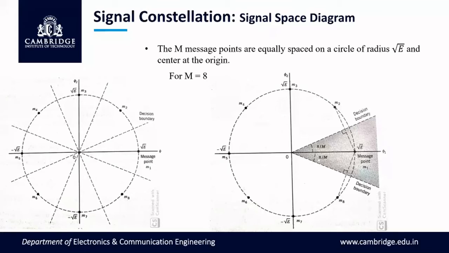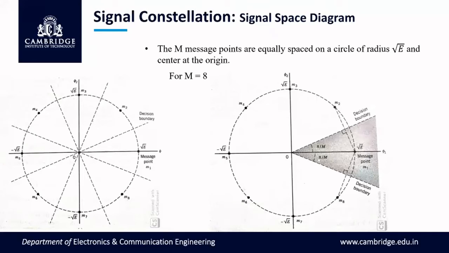So whenever you observe a circular constellation, you can come to the conclusion that the amplitude of all message symbols remains constant. Amplitude does not change. That's why they form a circular constellation. When the amplitude is the same, definitely it is not ASK, amplitude shift keying, right? It may belong to FSK or PSK, something like that.